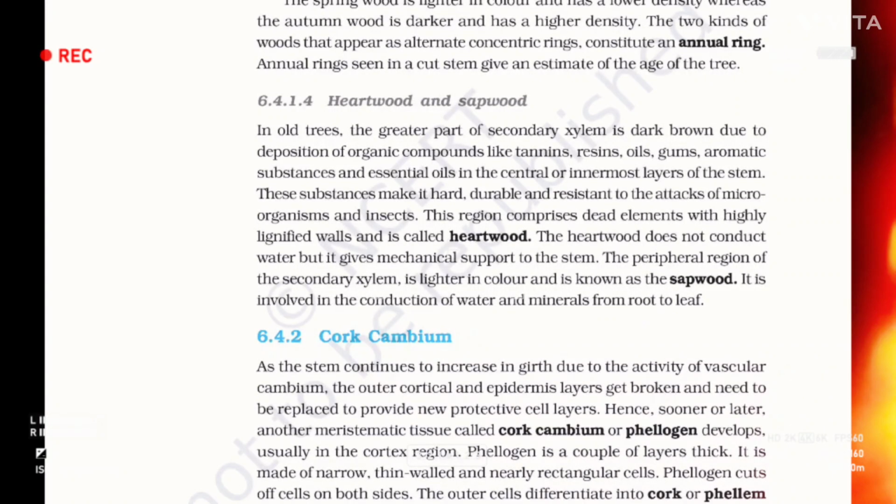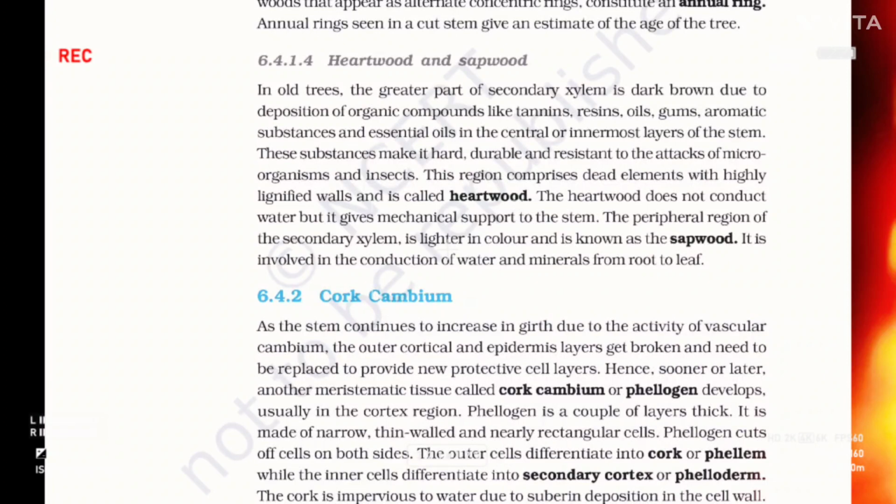6.4.1.4 Heartwood and sapwood. In old trees, the greater part of secondary xylem is dark brown due to deposition of organic compounds like tannin, resin, oils, gum, aromatic substances, and essential oils in the central or innermost layer of the stem. These substances make it hard, durable, and resistant to the attack of microorganisms and insects. This region comprises dead elements with highly lignified walls and is called heartwood. The heartwood does not conduct water, but it gives mechanical support to the stem.